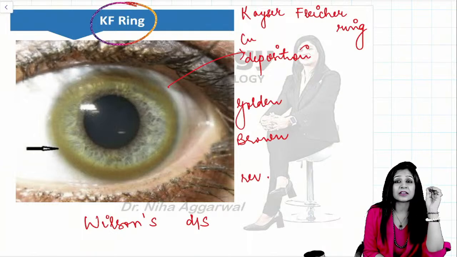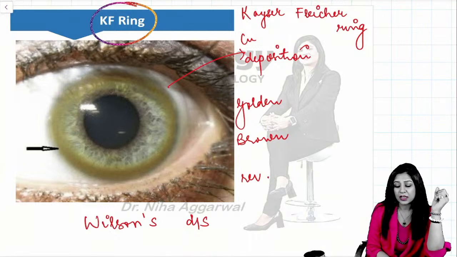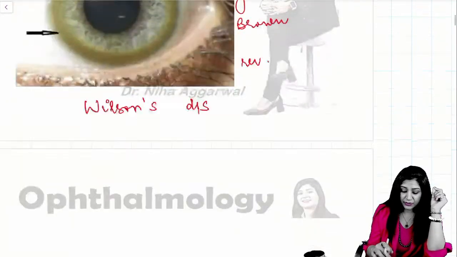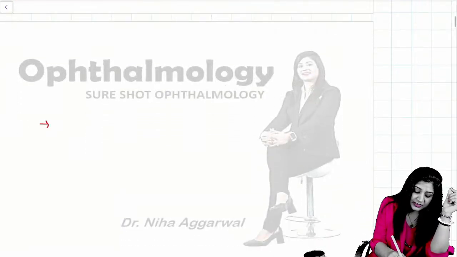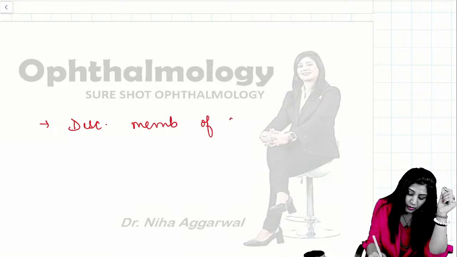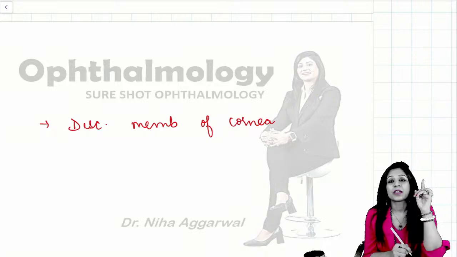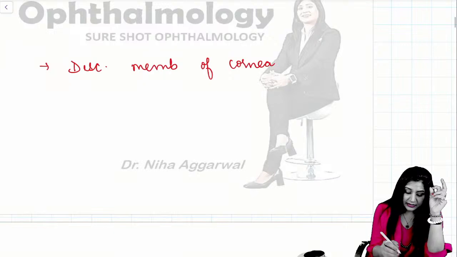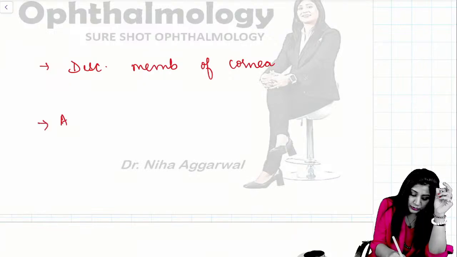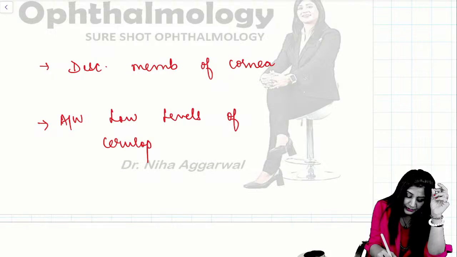KF ring is having the copper deposition. Copper deposition is reversible on treatment, and it is golden brown in color. It is found in Wilson's disease, and it is present in the Descemet's membrane of the cornea. So deposition of the copper is taking place in the Descemet's membrane of the cornea. And another important thing, it is associated with low levels of ceruloplasmin.